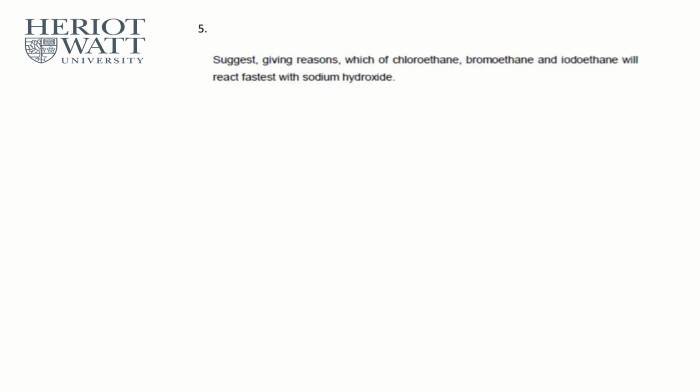Okay, number 5. Suggest, giving reasons, which of chloroethane, bromoethane, or iodoethane will react fastest with sodium hydroxide. Which one reacts the fastest with sodium hydroxide? First, you need to know what reaction it is. So when chloroethane, let's say CH3CH2Cl, reacts with sodium hydroxide, it did not specify the conditions, because NaOH can be in aqueous or alcoholic.